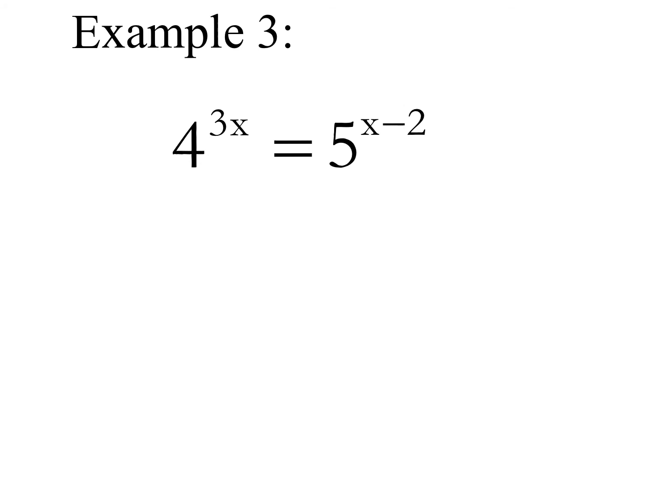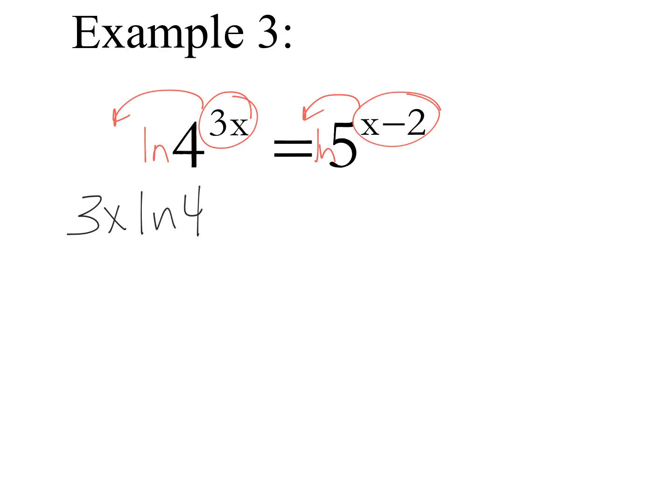But in order to do this one, I have a 4 on one side and a 5 on the other. I cannot rewrite those using the same base. So what I have to do is natural log both sides. And when I do that, the exponents come down in front. You can only do that if you natural log both sides. So I have 3x ln 4 equals this quantity x minus 2 ln 5.